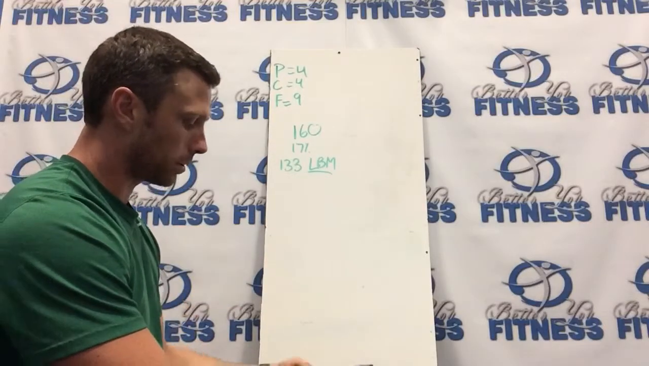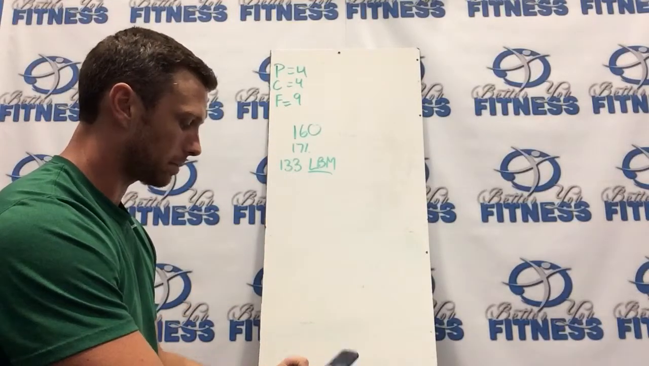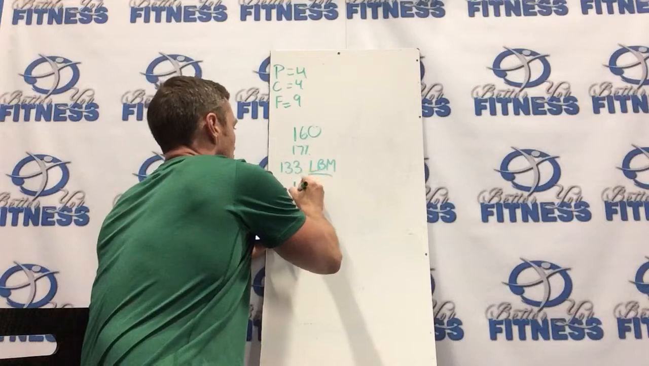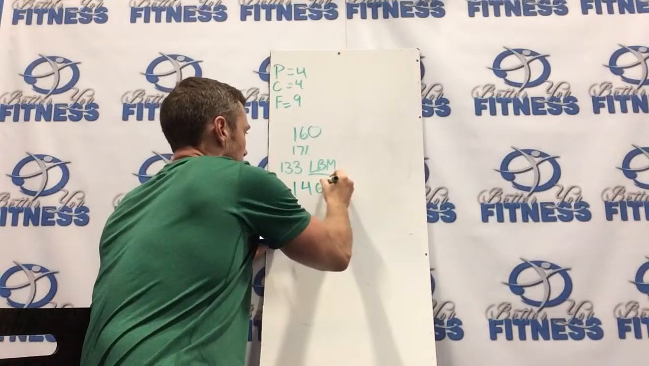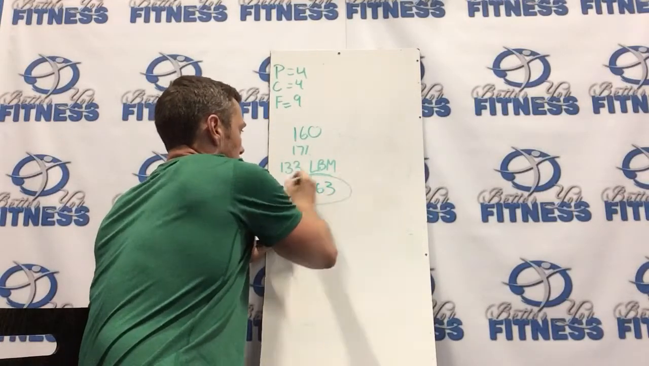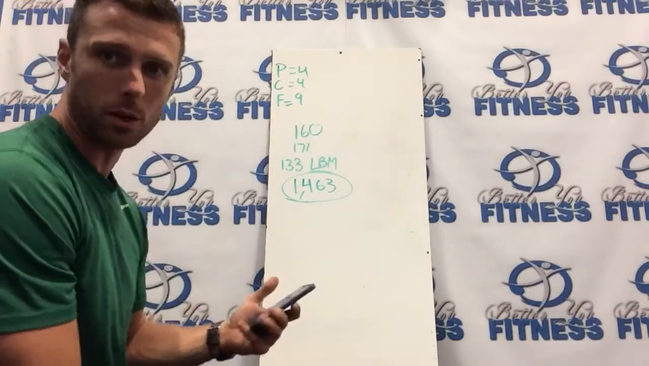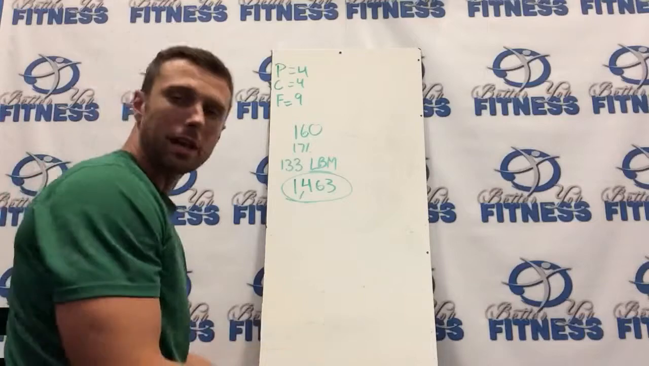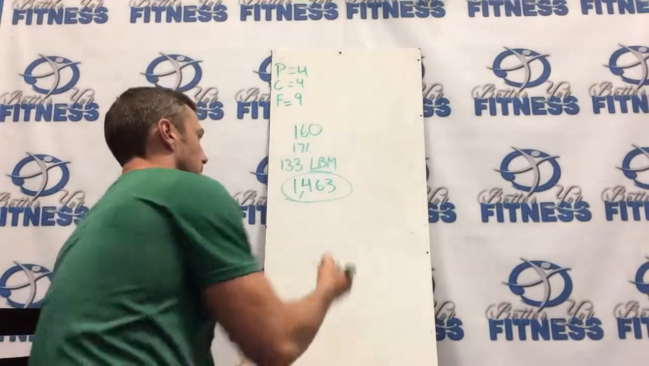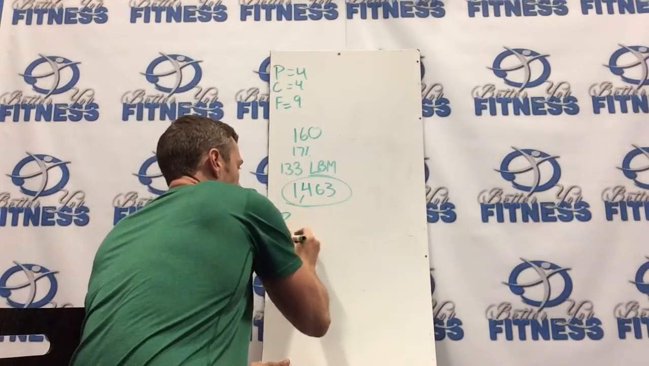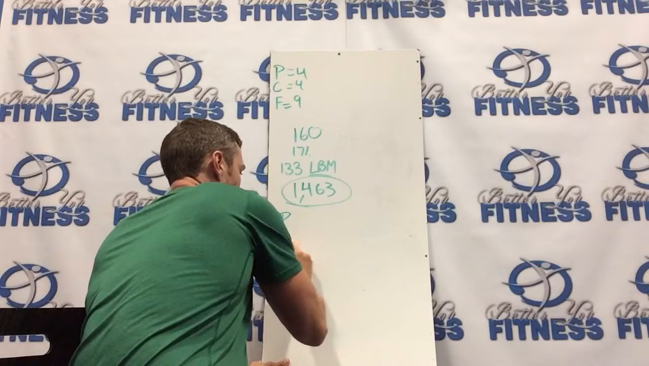Okay, so remember we took the 133, the lean body mass, and we took that times 11, and that gave us 1,463 calories. This is going to be their calorie intake for this individual. So now, no day. We're going to start with the no day first. Most common day. So the no day, you have your protein intake, your carbs, and your fat.